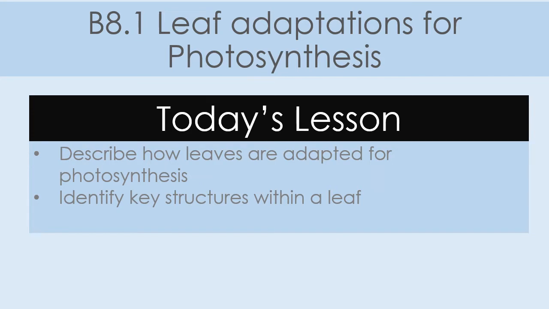This is still on B8.1 and we're going to look at the leaf adaptations for photosynthesis, so how leaves are adapted for photosynthesis. By the end of the video you will hopefully be able to describe how leaves are adapted for photosynthesis and identify some of the key structures within a leaf. If you need to pause the video at any time, please feel free to do so. There will be the opportunity for you to answer some questions, so you will be needing to pause at those times.